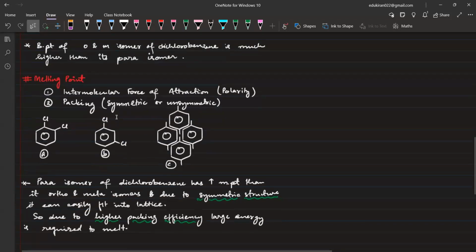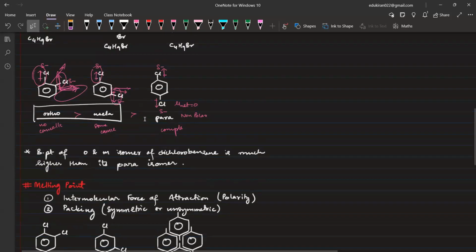They asked like this: para-dichlorobenzene has lower boiling point than its ortho and meta isomer, but it has higher melting point than its ortho and meta isomer. Why? So there you have to give the answer for both things. When they are saying that the para isomer has lower boiling point than ortho and meta, the ortho and meta are higher than para, and para is lower. So para is having lower boiling point than its ortho and meta isomer because of the dipole.